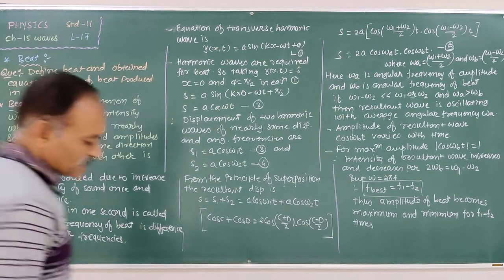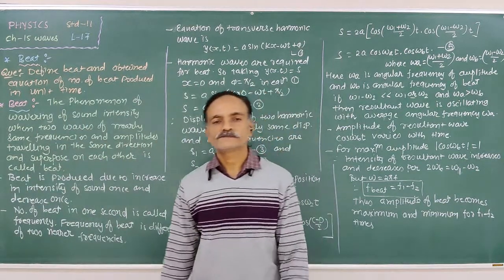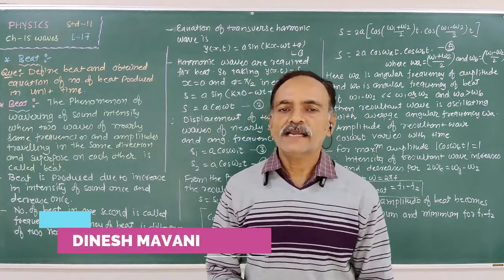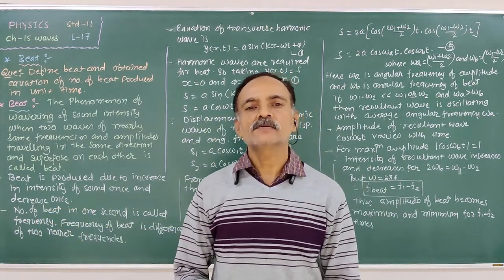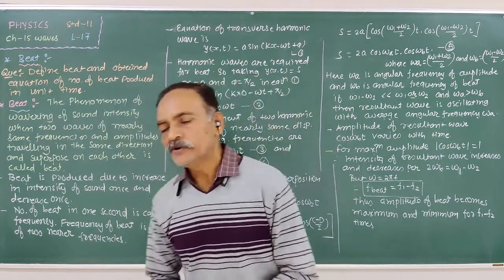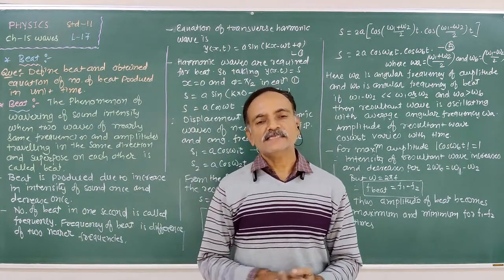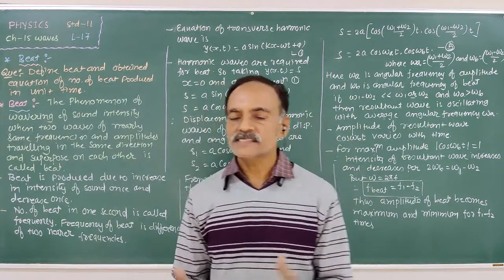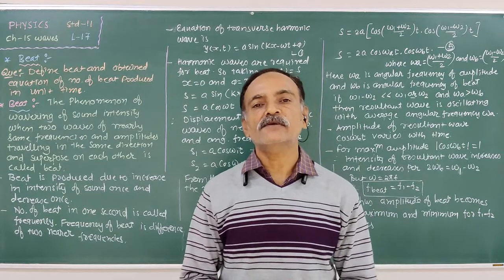Good morning friends. After the discussion of the stationary wave produced in a string tied at both ends, and also closed pipe and open pipe. Now, due to the change in the intensity of the sound wave, when the two waves are supposed to have the same amplitude and same angular frequency.